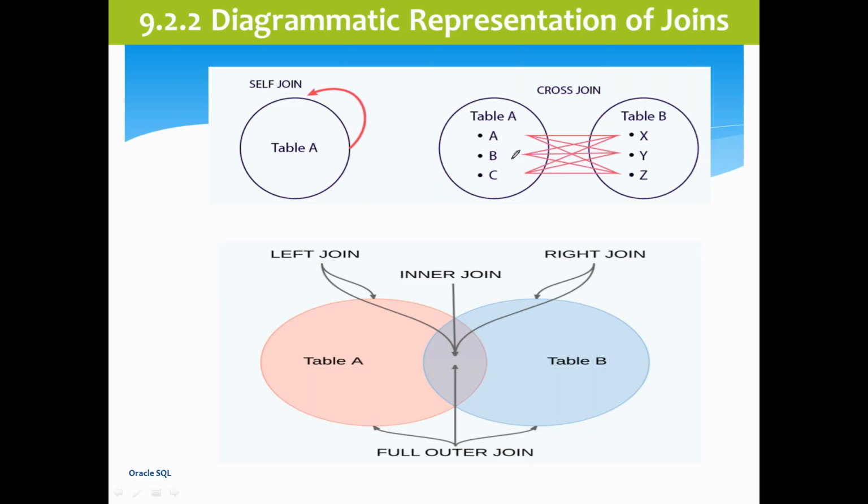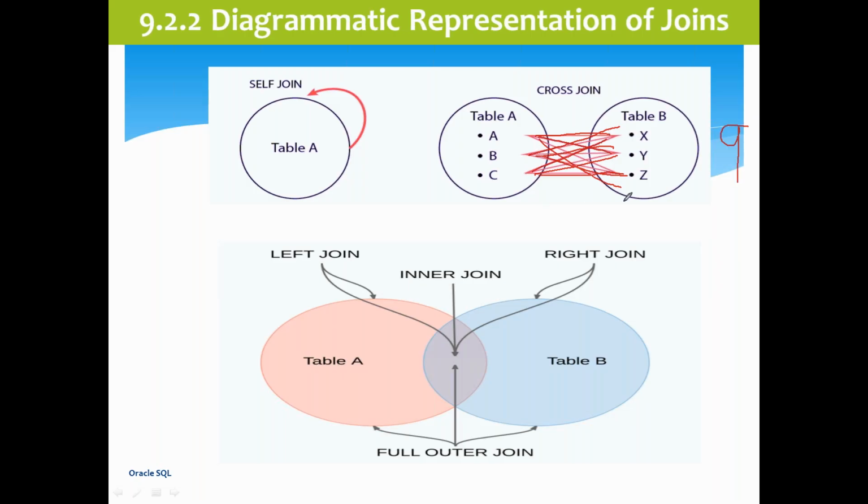3. Similarly, B: BX, BY, BZ, 3. CX, CY, CZ. So all types of combinations are here. This is one combination, this is one combination, this is one combination. Similarly B to X, B to Y, B to Z, C to X, C to Y, C to Z. All combinations done. So total how many?